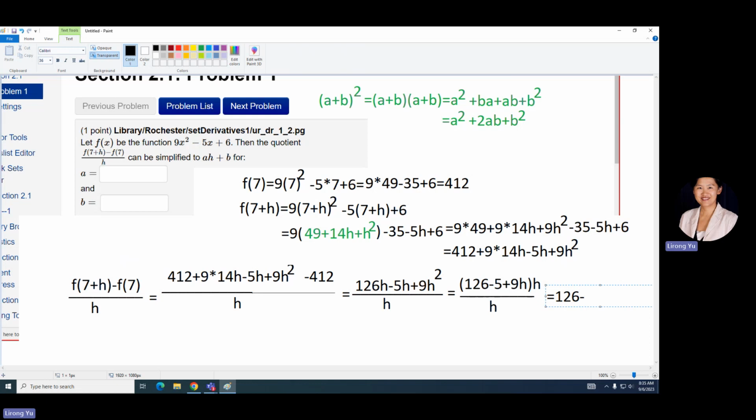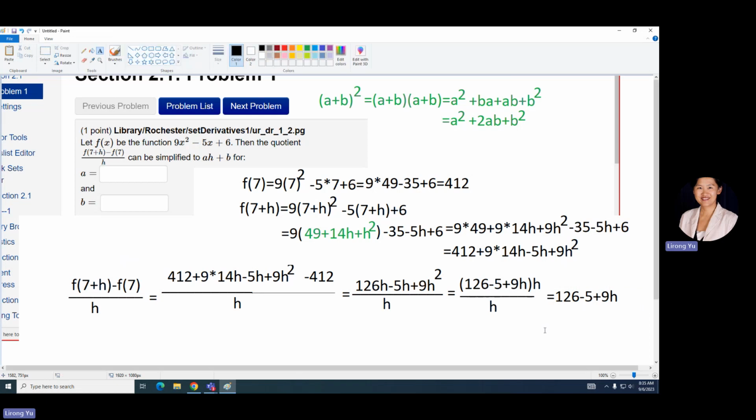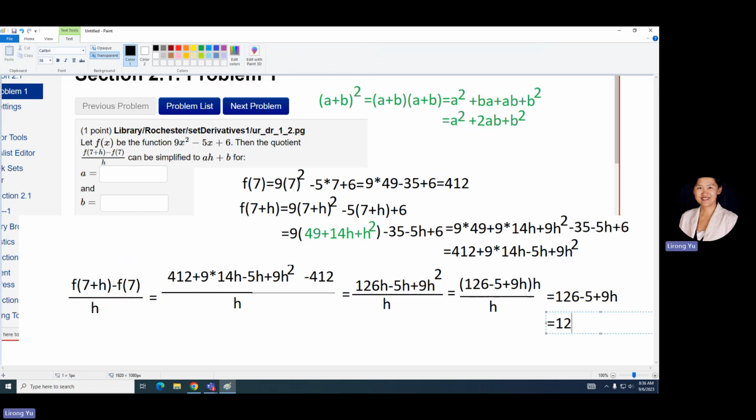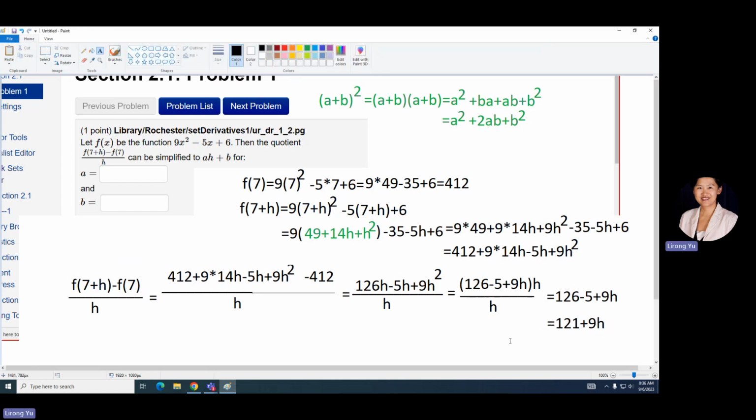126 minus 5. We should have combined them a long time ago. The 126 should minus 5 over here, but I didn't do it. But now we should. Well, you can do it early or late, but 126 minus 5 is 121. So the final answer is 121 plus 9. And we can answer the question.